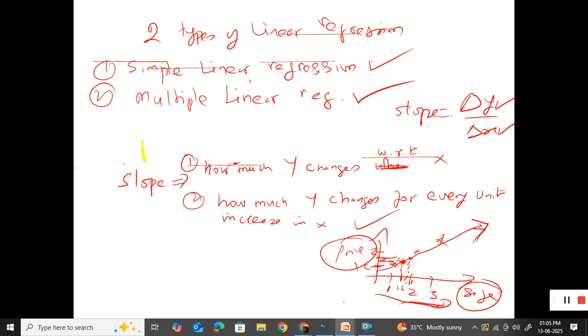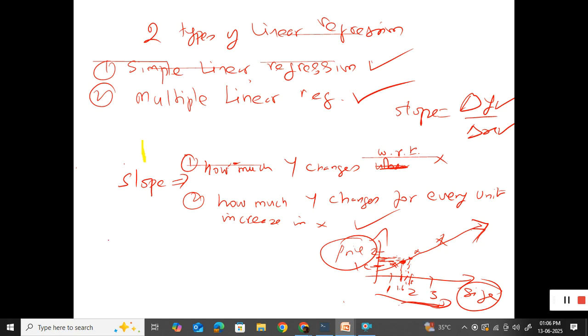You don't have to worry about slope. You don't have to manually calculate it. It is calculated by the model automatically. So are there any formula? Can I calculate it manually? Yes, you can calculate it manually also. There is a formula for calculating the slope manually.